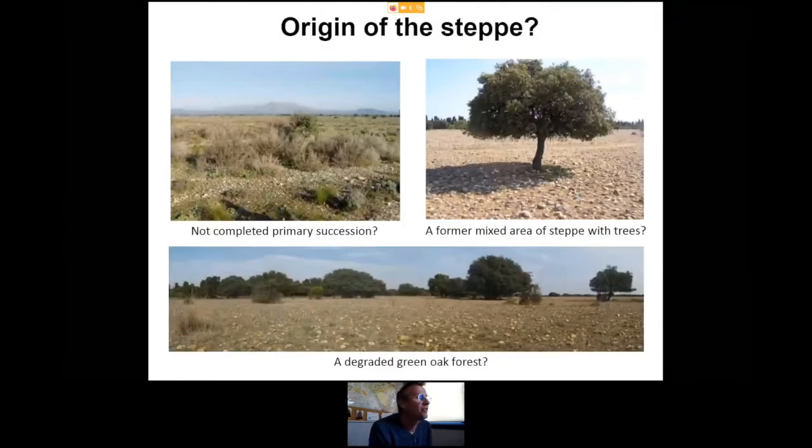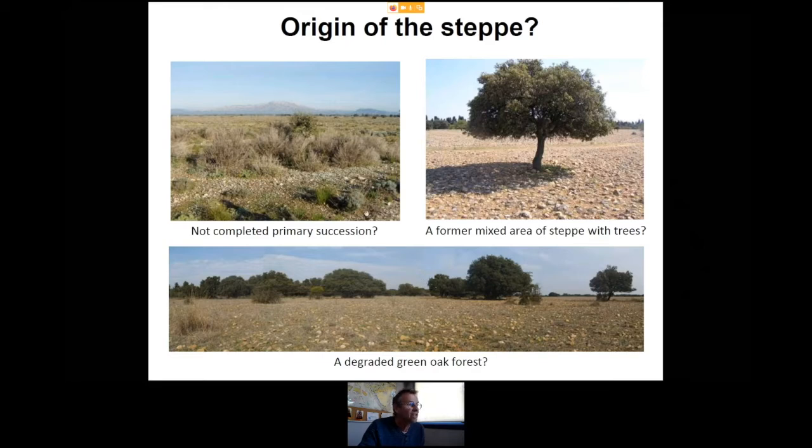So remember our question. The first question was what was the origin of this steppe? Because of course, if it's a natural ecosystem, a kind of primary, pristine ecosystem, perhaps we don't need to continue to conserve it with the use of sheep grazing. But perhaps the story is different.